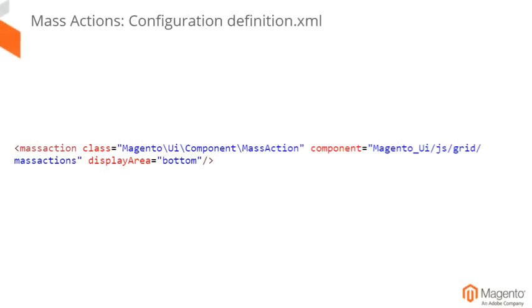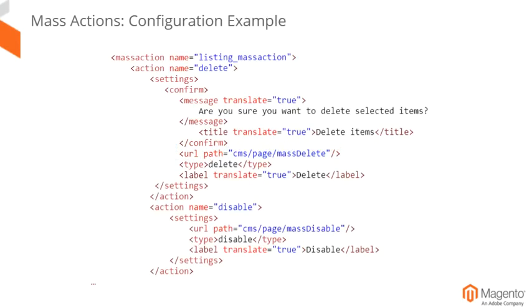In this code example, you can see the generic configuration for Mass Actions defined in definition.xml. In that file, you can see the corresponding UI component class, Magento UI component Mass Action, and the JavaScript module responsible for rendering, massaction.js. Here is the configuration from a CMS page grid. You see the possible actions, delete, disable, along with corresponding URLs to send data, and possible confirmation messages.